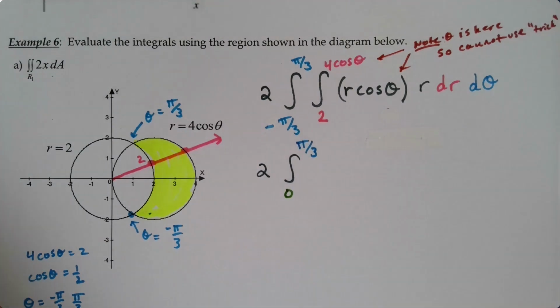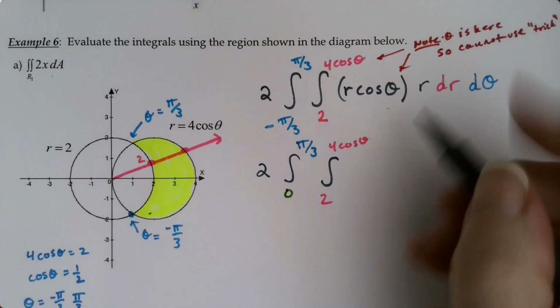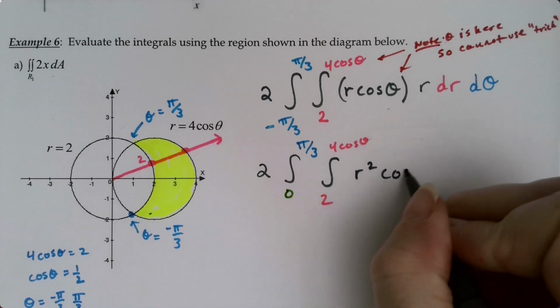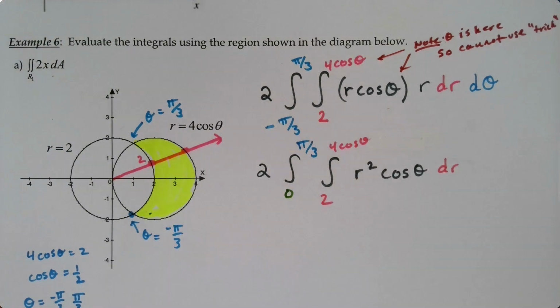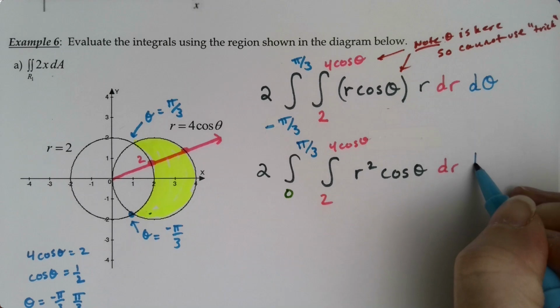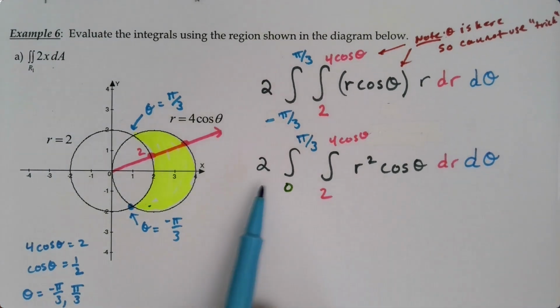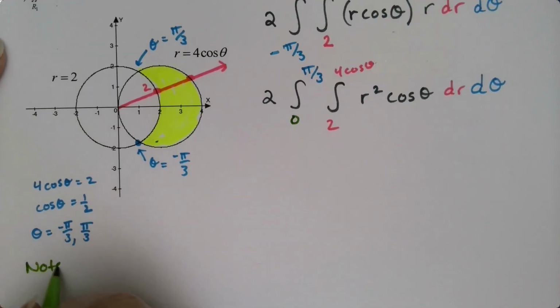And then I'm going to leave the rest of this the same. So this is from 2 to 4 cosine theta. This is r squared, right, because r times r, cosine theta, dr d theta. Be very careful. This r is the thing that students are most likely to drop because they lose sight of it, so don't lose sight of it. It's there. All right, so to use symmetry, I'm going to make a little note here.